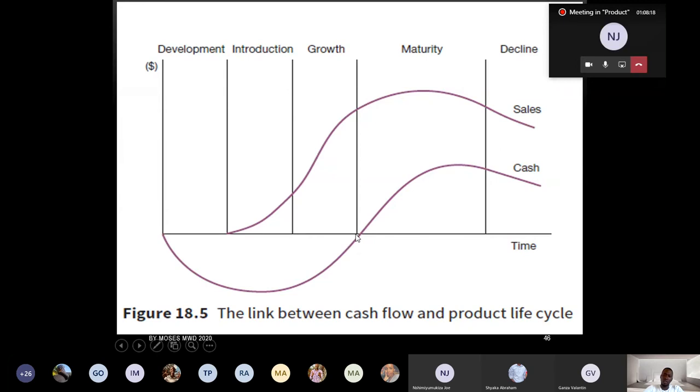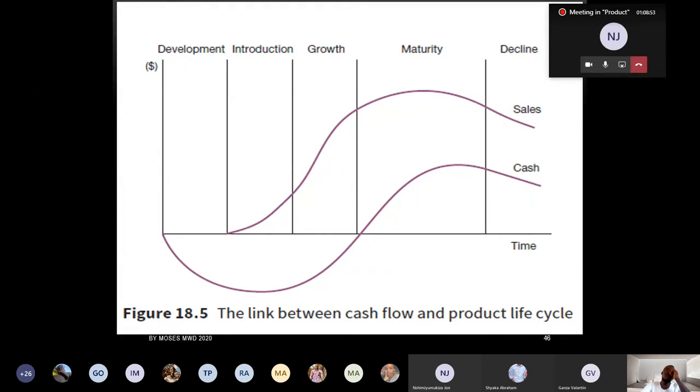So when you get here, this curve is going out of growth now to maturity. Still, cash is going up and up and up. As you start getting to the decline stage, it means your expenditures are now higher than incomes or revenues. Why? Sales are reducing.